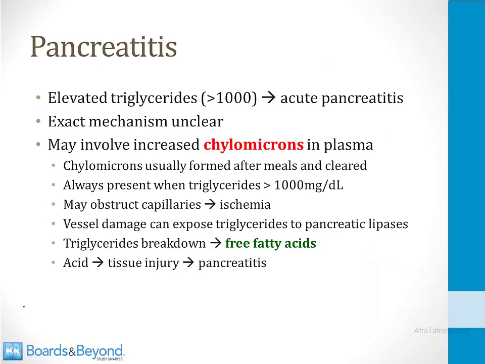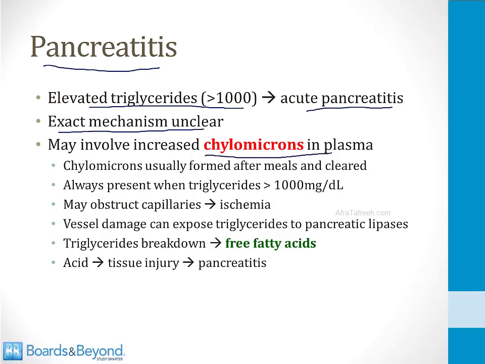Sometimes patients who have markedly elevated lipids develop pancreatitis. This occurs when the triglyceride level gets too high. A normal triglyceride level is less than 150. The triglycerides have to get markedly elevated, usually over 1,000, to cause acute pancreatitis. The exact mechanism of pancreatitis in hypertriglyceridemia is unclear, but there is evidence that it may involve chylomicrons in the plasma.